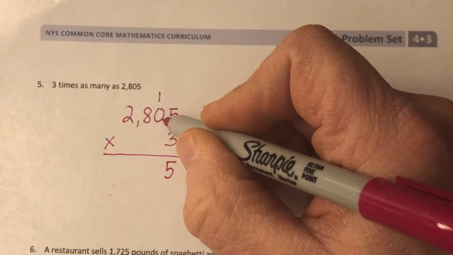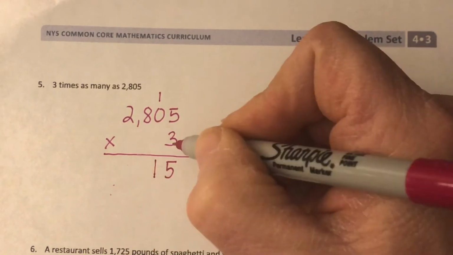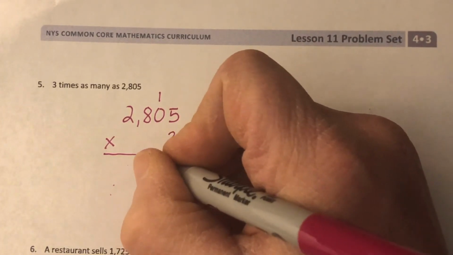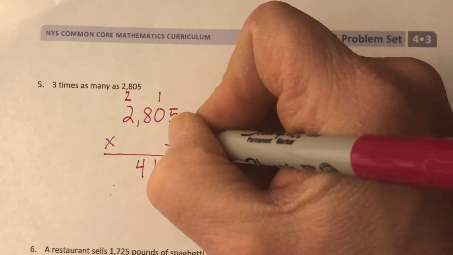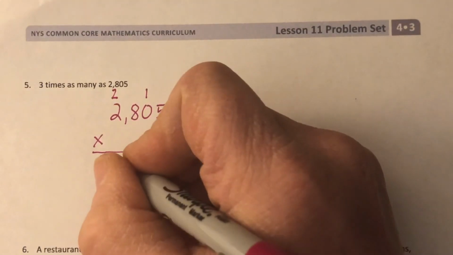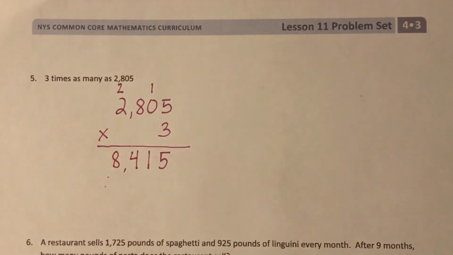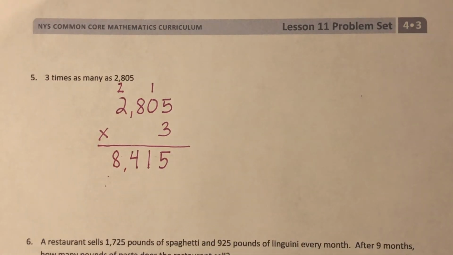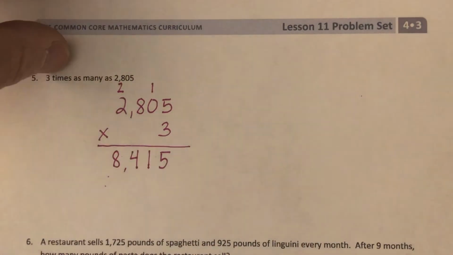3 times 0 is 0, plus 1 is 1. 3 times 8 is 24. Down the 4, carry the 2. 3 times 2 is 6, plus 2 is 8. 8,415. And then finally, here's a word problem.